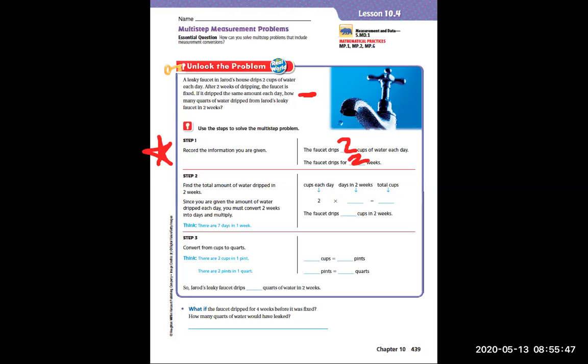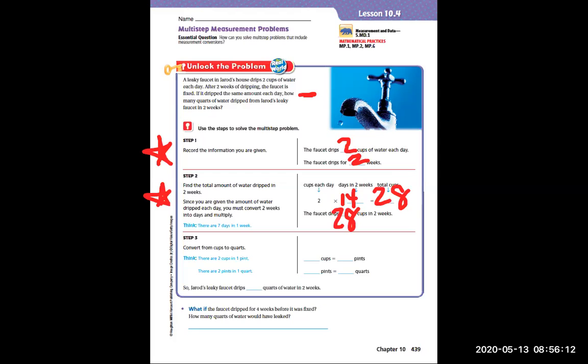Okay, step 2 says find the total amount of water dripped in 2 weeks. Well, 2 cups for the days in 2 weeks would be 14 days because there are 7 days in 1 week. So that was 28 cups of water leaked in 2 weeks. Okay, you with me? So now we have to do the conversion, and the conversion factor is what we need to think about.